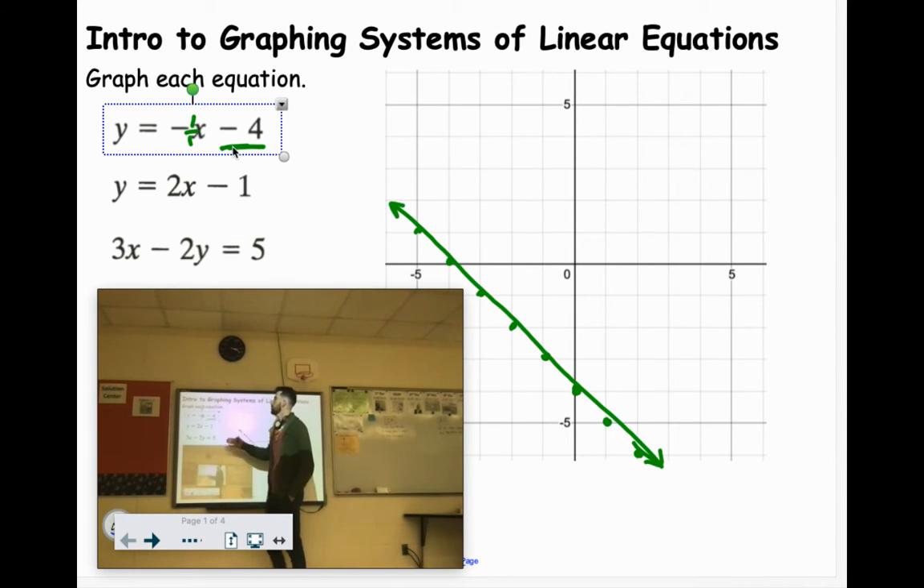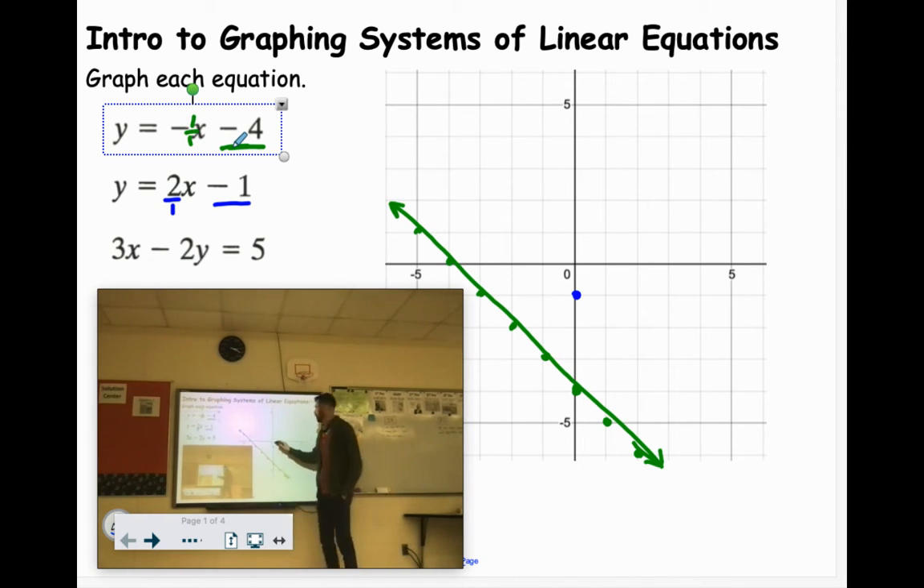The second one, y equals 2x minus 1. You start at minus 1, and then the slope is 2, or 2 over 1. So you go up 2 over 1, up 2 over 1, up 2 over 1. You could also go down 2, left 1.